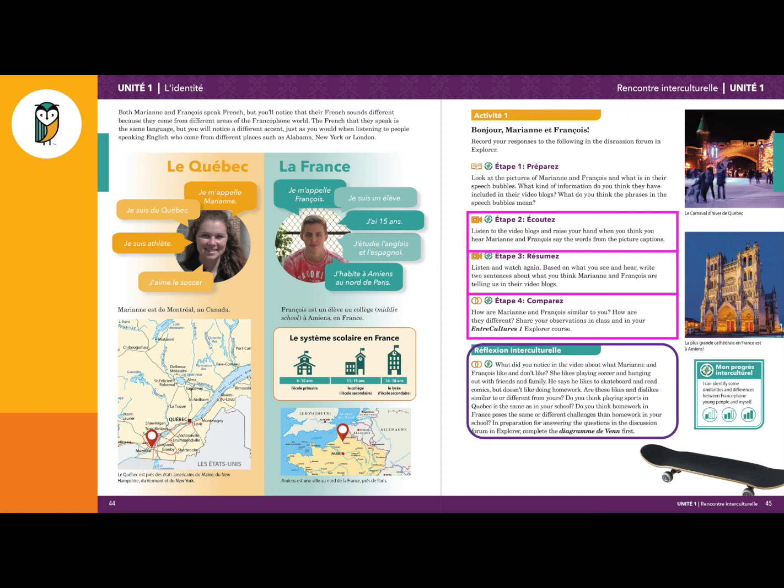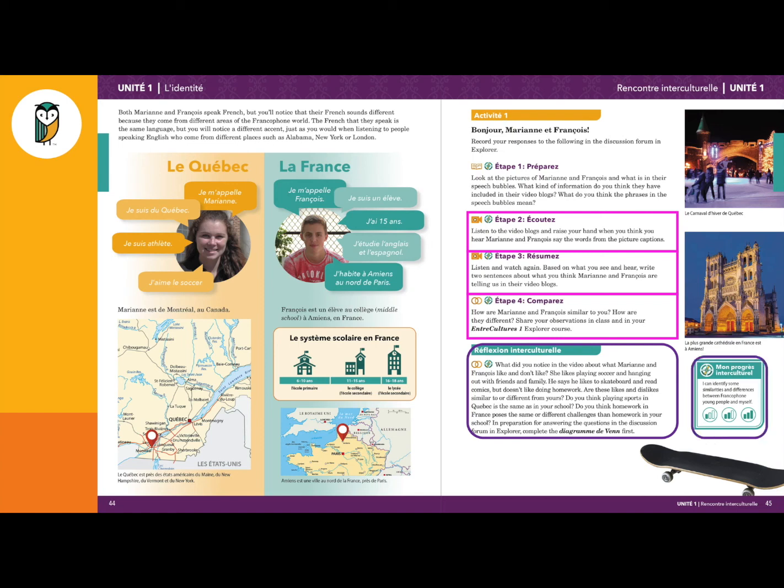Finally, in the réflexion interculturelle, students compare the likes and dislikes of Marianne and François. He says he likes to skateboard and read comics but doesn't like doing homework. She says she likes to play soccer and hang out with friends. Students reflect on whether or not these likes and dislikes are similar or different from their own. They may wonder if playing sports in Quebec is the same as in their own school. Or they could think about whether or not the challenges of doing homework in France are the same as doing them in the US. In preparation for answering these questions in the discussion forum, students could brainstorm and organize their information accordingly.